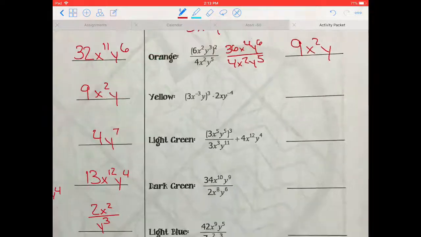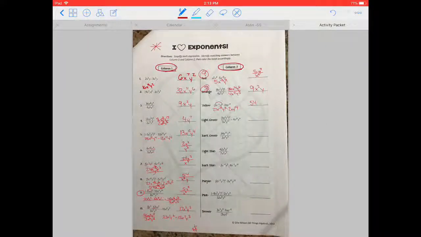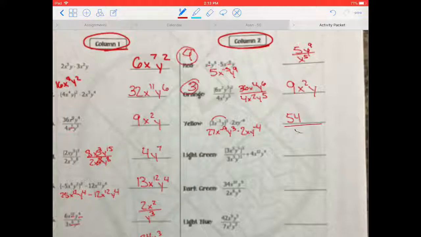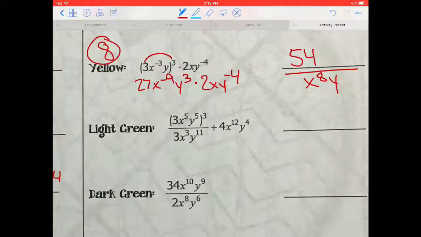Okay, yellow. See how it like disappears and then comes back? This thing is so laggy. 3 cubed is 27. X to the negative 9th, y cubed times 2x, y to the negative 4th. 27 times 2, this is 54. You get to the point where you only had one answer in the first column that had a 54. So all of the 8s are going to be yellow. You know what I mean? If we finish it, there'll be 8 on the bottom. X to the 8th power, y. Like that.